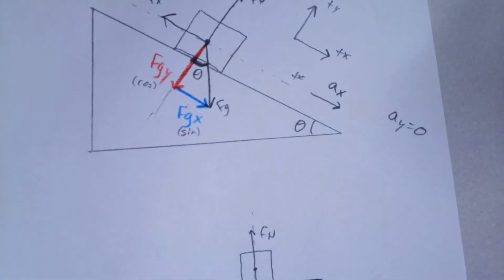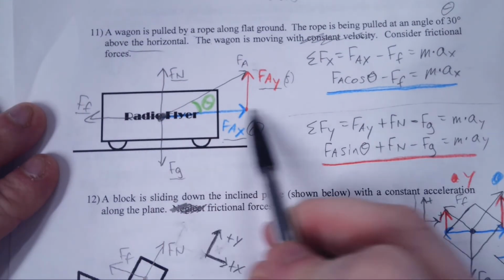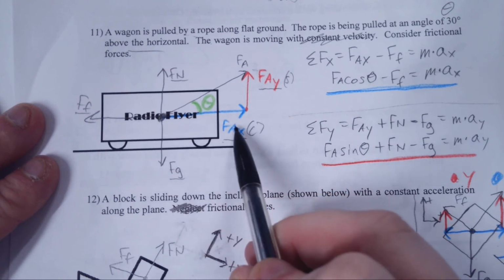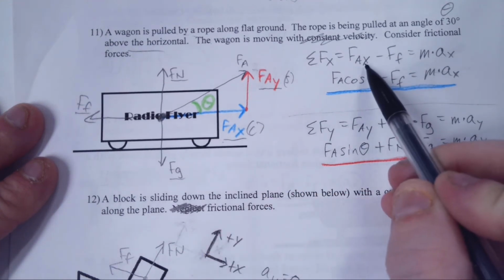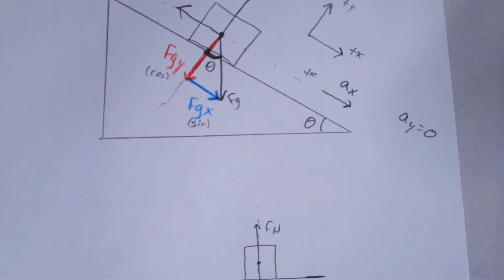As opposed, let's go back to this one right here, where we had our forces aligned this way. In this one, the angle was connected to the x-axis, so that means the x-axis got the cosine. So you have to be careful of where the angle is being provided here.